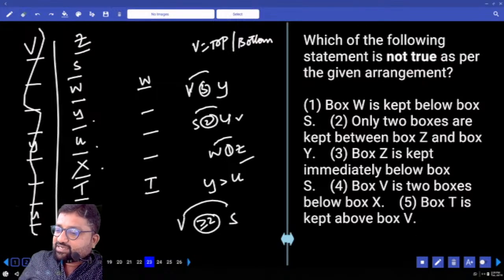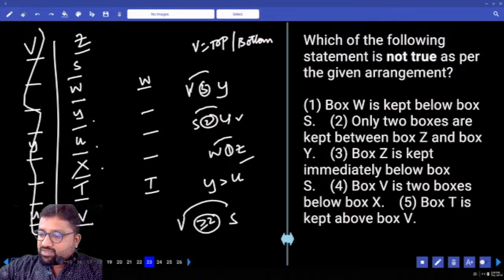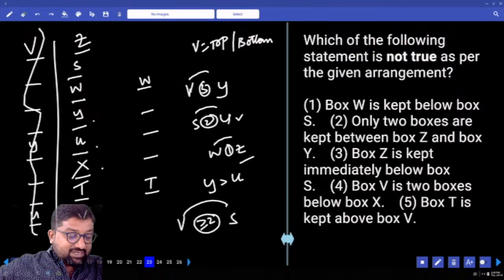Only 2 boxes are kept between Z and Y. Only true boxes between Z and Y. This is true, but I am looking for not true. Box Z is kept immediately below S. Not true. Box Z is kept immediately above S. Done? So this is not true.